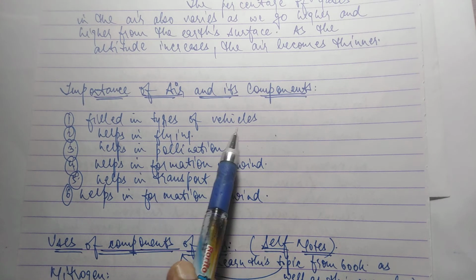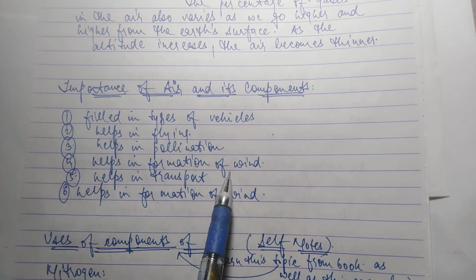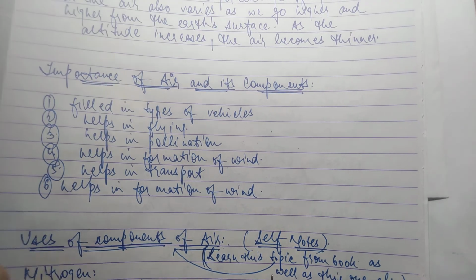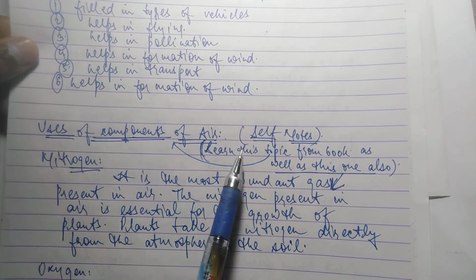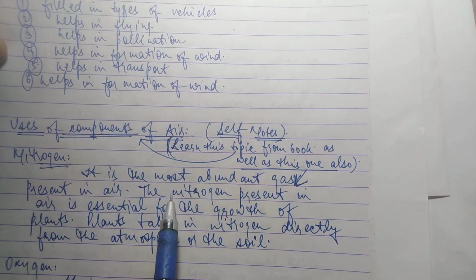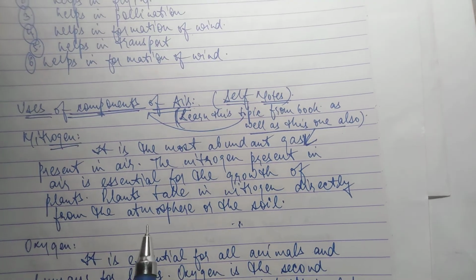Okay. Now, importance of air and components. Building the tires of the vehicles, helps in the flying, in pollination, helps in the formation of the wind, helps in transport, and many other things. Okay. Now, uses of components of air. Here I have given. Learn this topic from book, this topic, and also from here, from my notes also.